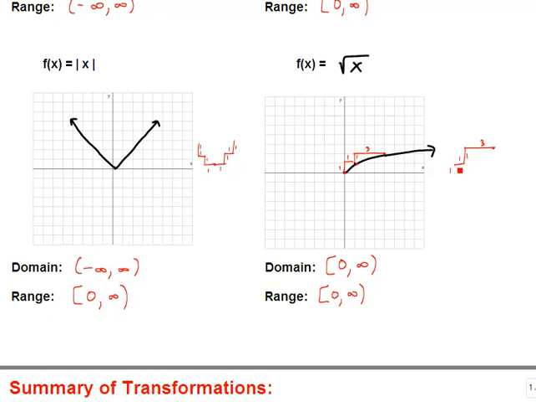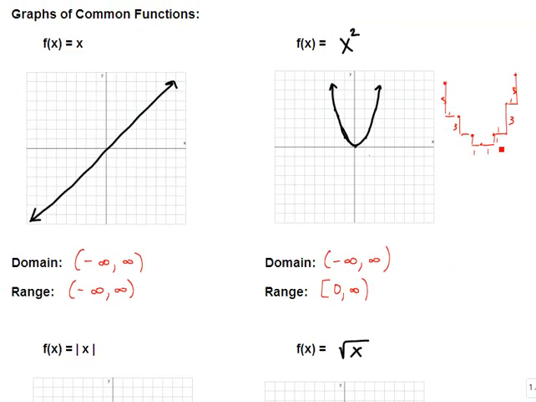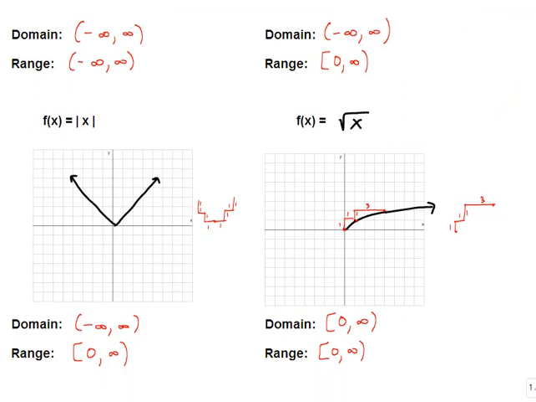Notice here that this time we're going over 1 and over 3 horizontally, as opposed to our quadratic, where we were going up 1 and up 3 vertically. So that's the difference between an x squared pattern and a square root of x pattern. So you would really need to have these 4 major graphs memorized, as well as knowing their domains and ranges.